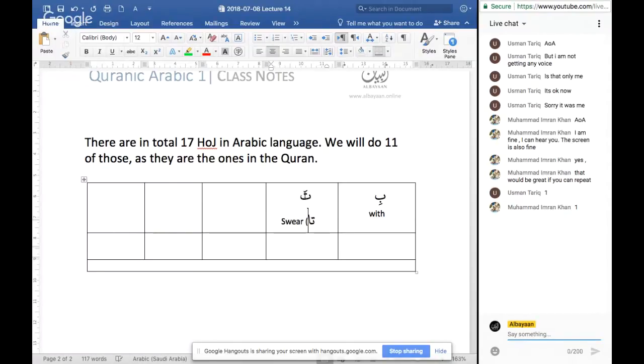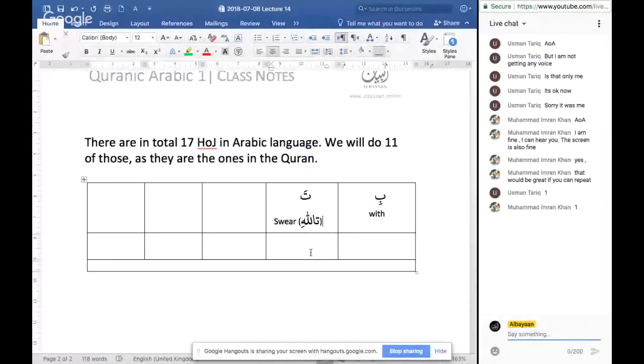A good example is Tallahi. It's a good example, you should memorize it. Ba and ta, these are two harfs. Ba means with. Ta means swear.